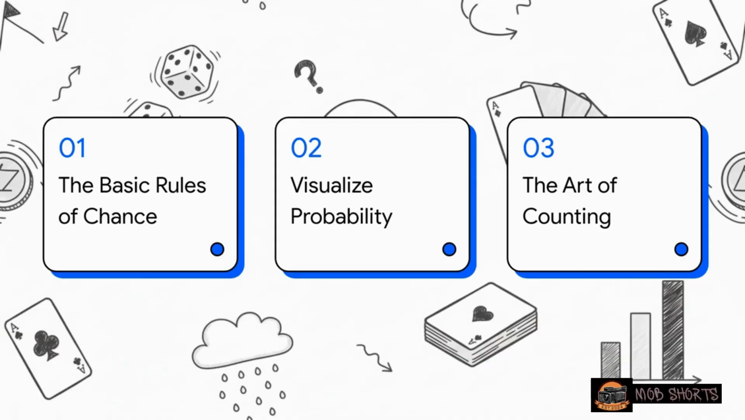So think of our toolkit as having three main trays. First up, we're going to stock it with the basic rules, the real grammar of probability. Then we'll add in some visual blueprints to help us see what's going on. And finally, we're going to get our hands on the power tools for counting.